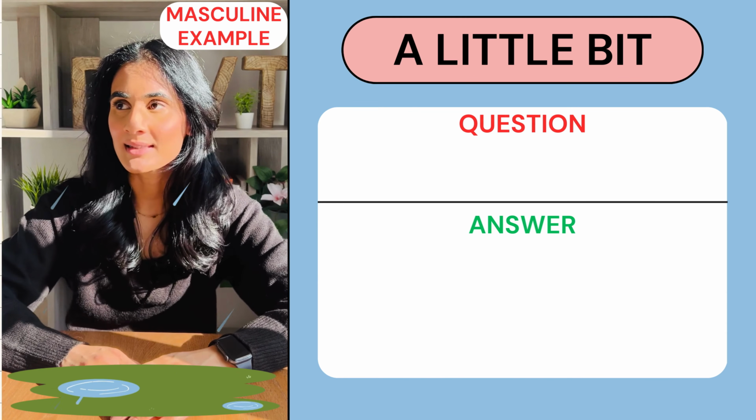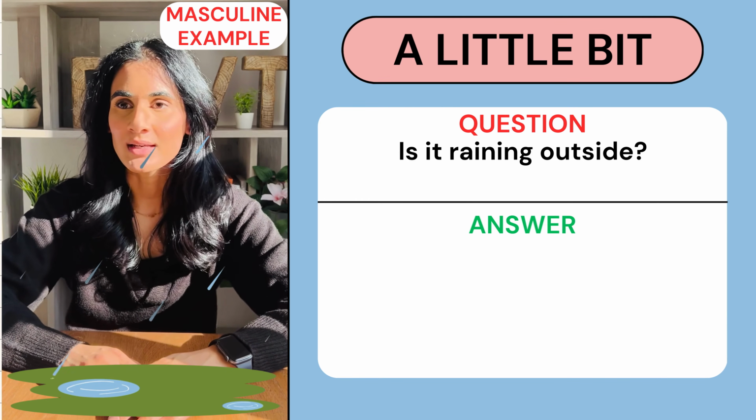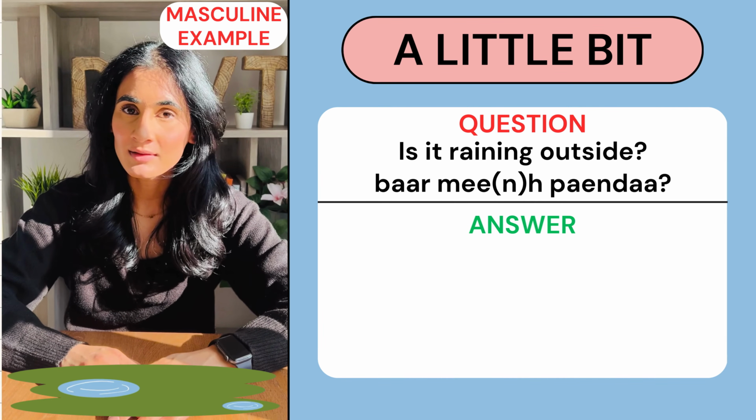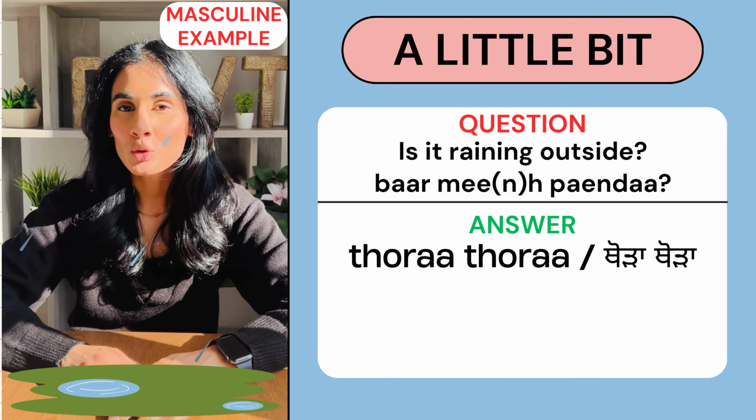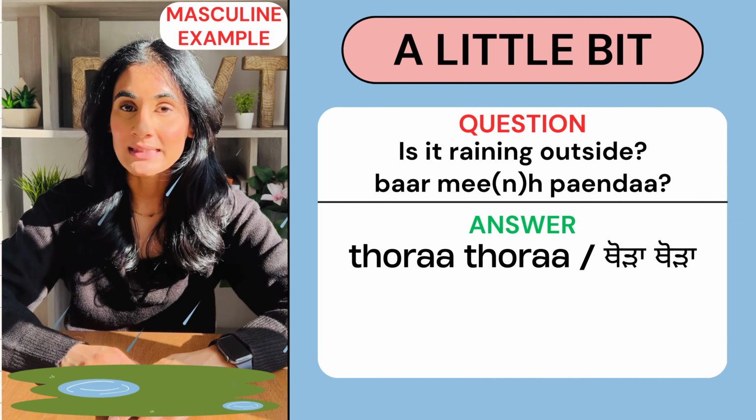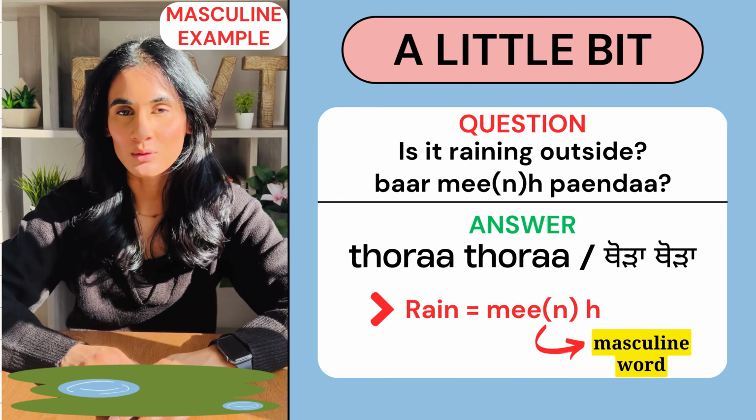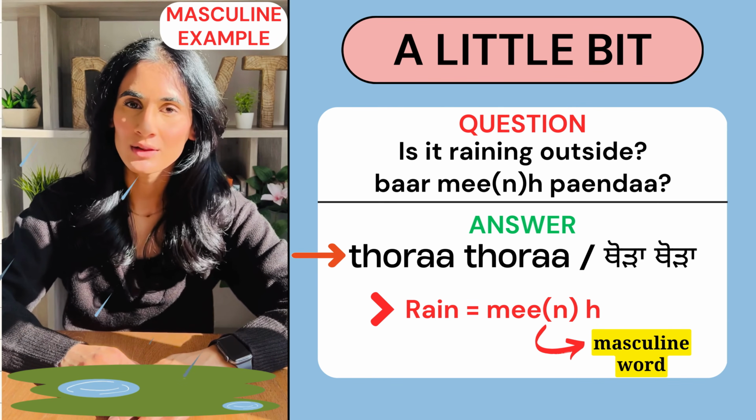So if someone says, is it raining outside? Which is bahar meeh penda, you would say thoda thoda. Because meeh is a masculine word, it would be thoda thoda.